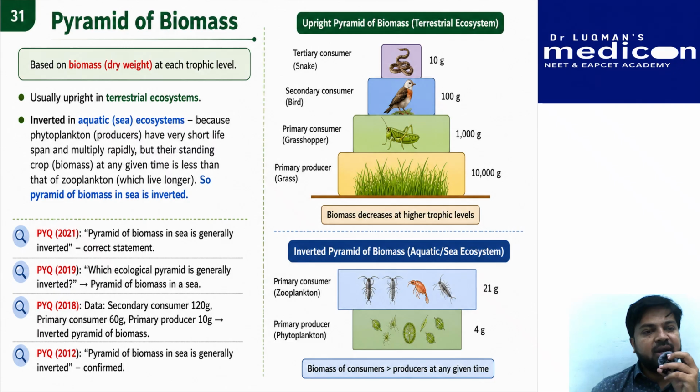Okay, stop the video and study the previous year questions. Upright pyramid of biomass in terrestrial ecosystems, and inverted biomass in aquatic or sea ecosystem. The main reason is that biomass of consumers is more than the producers at any given time. Biomass decreases at the higher trophic levels, from the producers to the tertiary consumer. That is called the pyramid of biomass.